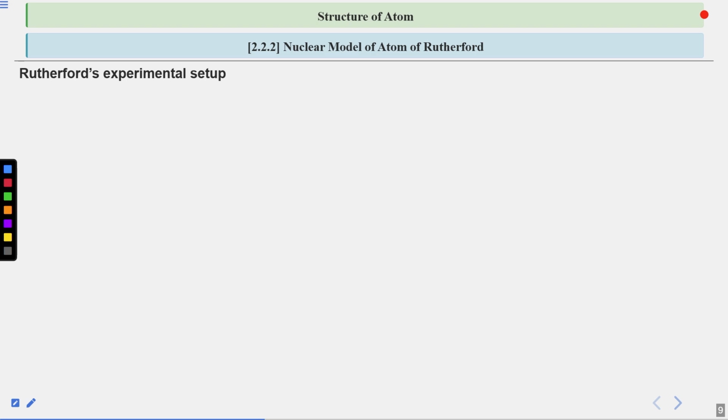Now, if we are good to go with these alpha rays and beta rays, then we can understand Rutherford's experimental setup. There are a few parts of it. We will try to understand them one by one.